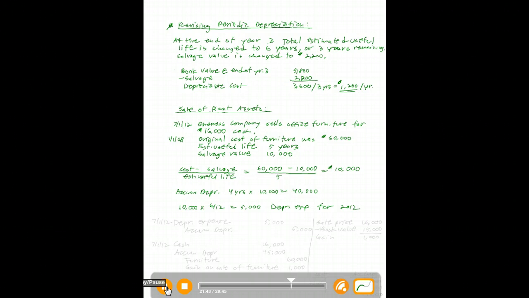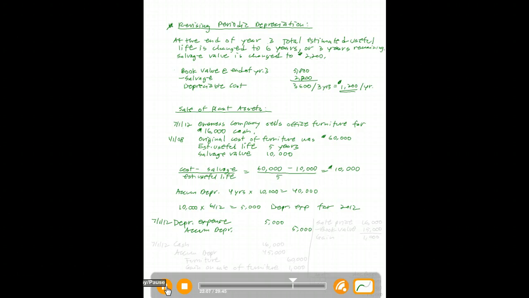So we'll make that journal entry first. We will debit depreciation expense for 5,000, and actually this journal entry will be 7/1/12, and we will credit accumulated depreciation for 5,000.